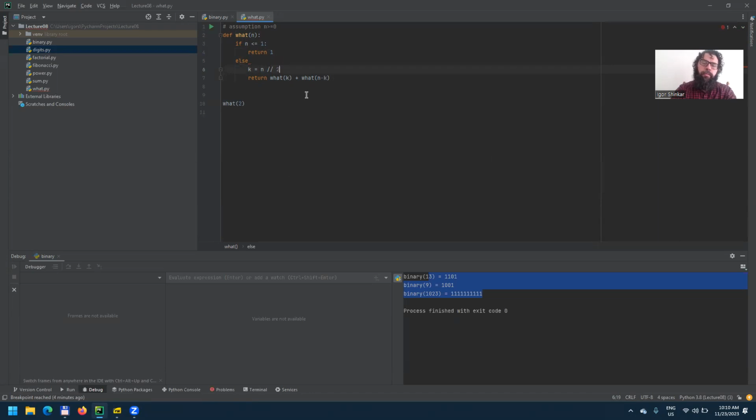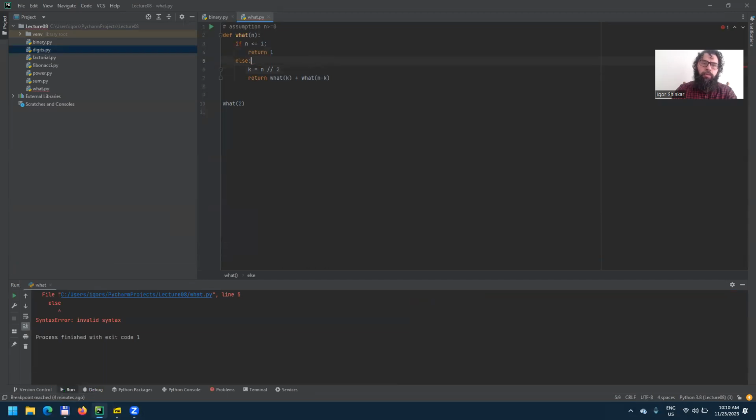Let's divide by 2 complex. So for example, what will be the output of what of 2? Something's wrong here. Let's print the result. Okay, so the output of 2 is 2. The output of 1 is, well, obviously 1. What will be, for example, the output of what of 15? Compute what of 15 and explain the functionality of what.